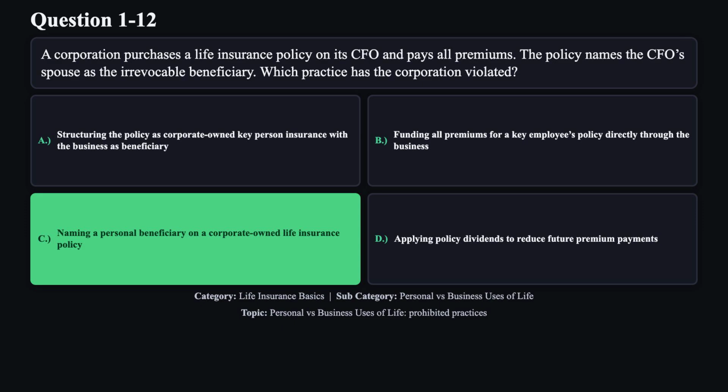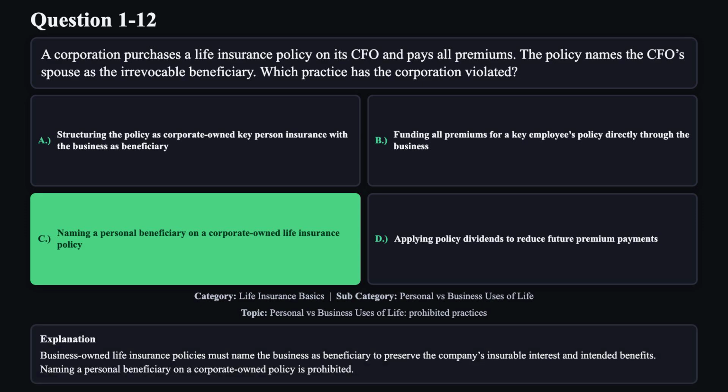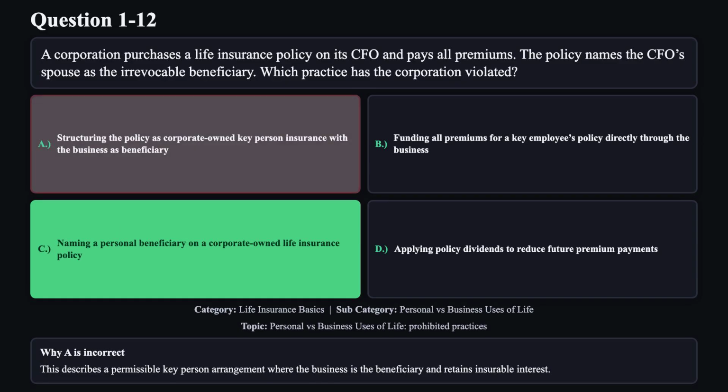The correct answer is C. Business-owned life insurance policies must name the business as beneficiary to preserve the company's insurable interest and intended benefits. Naming a personal beneficiary on a corporate-owned policy is prohibited. Reason A is not correct. This describes a permissible key person arrangement where the business is the beneficiary and retains insurable interest.